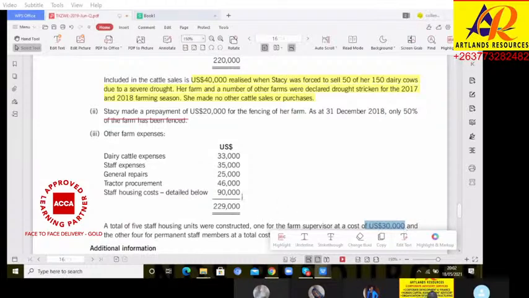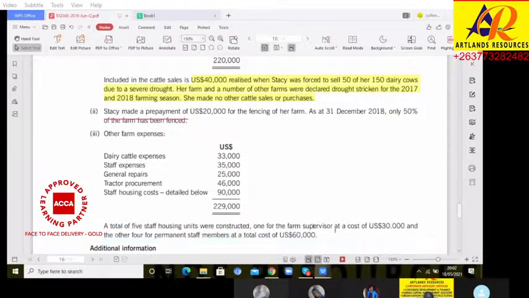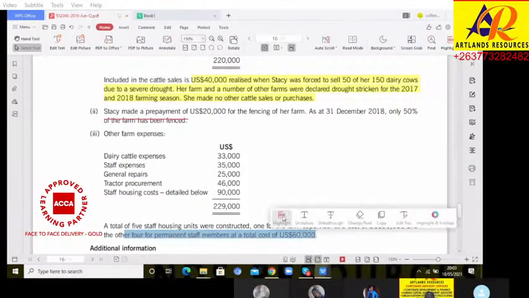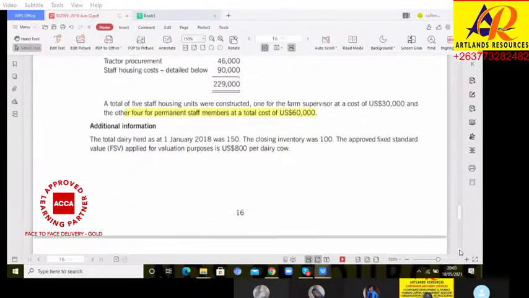But because we are assuming that everything now is in Zim dollars, none of these amounts have exceeded the deemed cost, so we are going to claim capital allowances on them. On this paper the deemed cost was 25, so by saying the farm supervisor's house was 30, they are trying to say it exceeded the deemed cost, so there are no capital allowances. The other was for 4 permanent staff, at a cost of 60,000. I am just explaining now because of time; I want us to finish this paper.